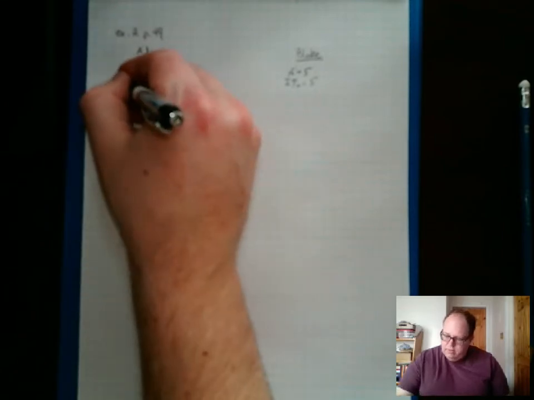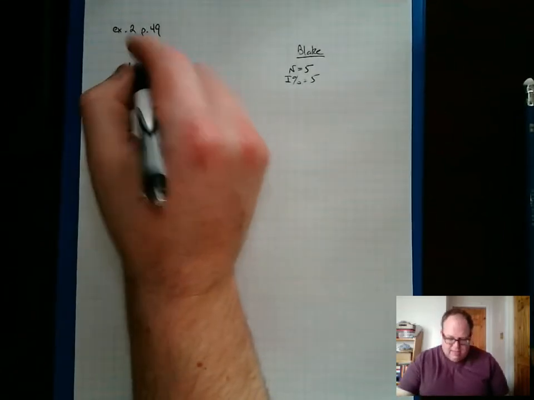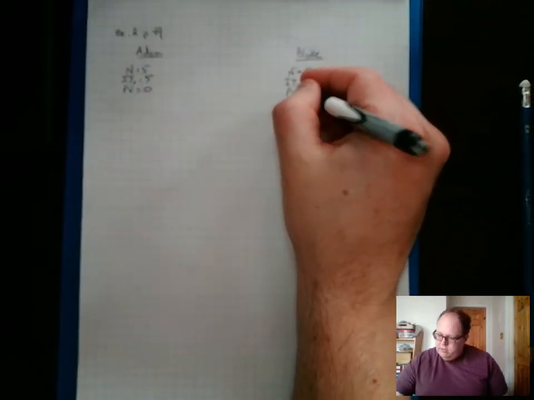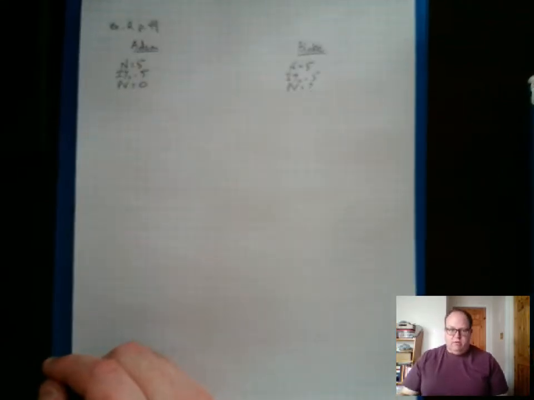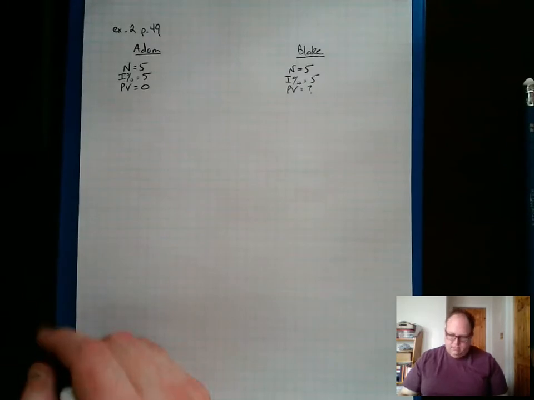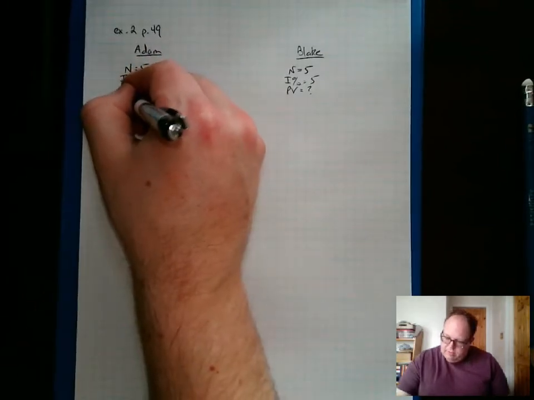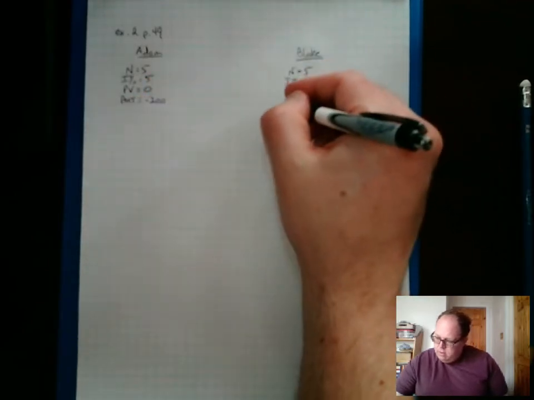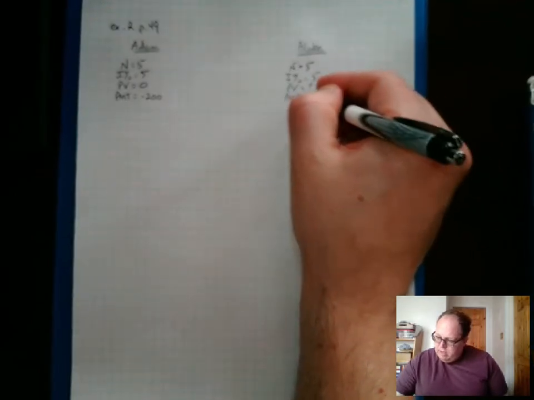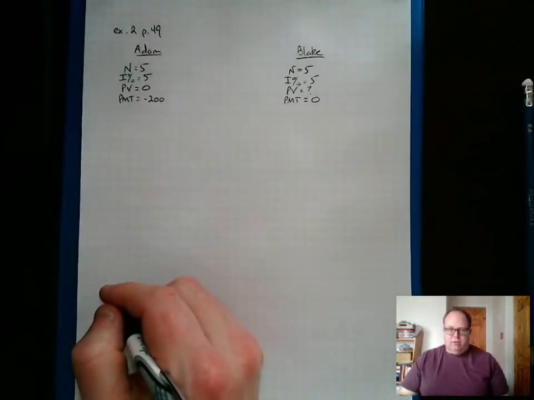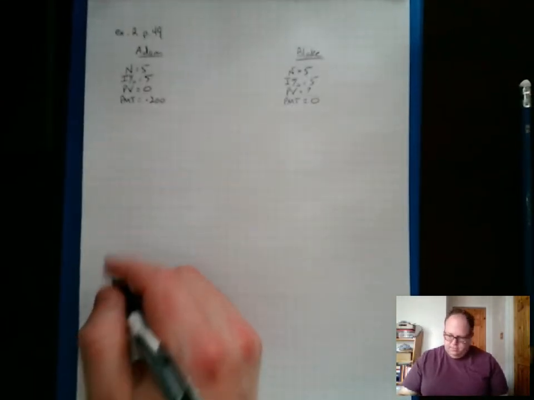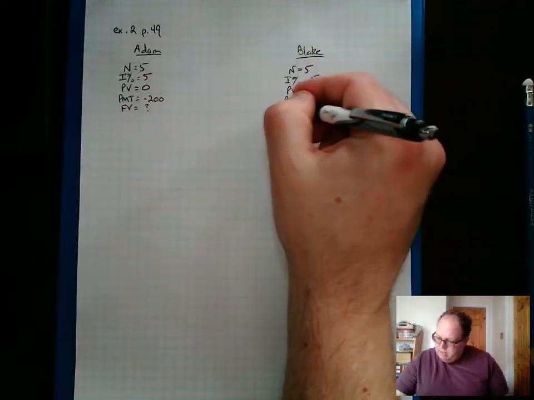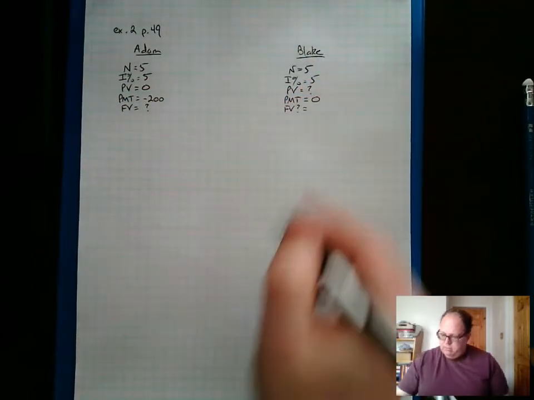All right, present value. Adam does not put anything in to start with. Blake's present value, we don't know. That's part of what we're trying to find out. Adam is putting in regular payments of $200. Blake only made one lump sum investment, so he's not making any regular payments. Future value is what we're not sure about in this case, but they will be the same for each person.